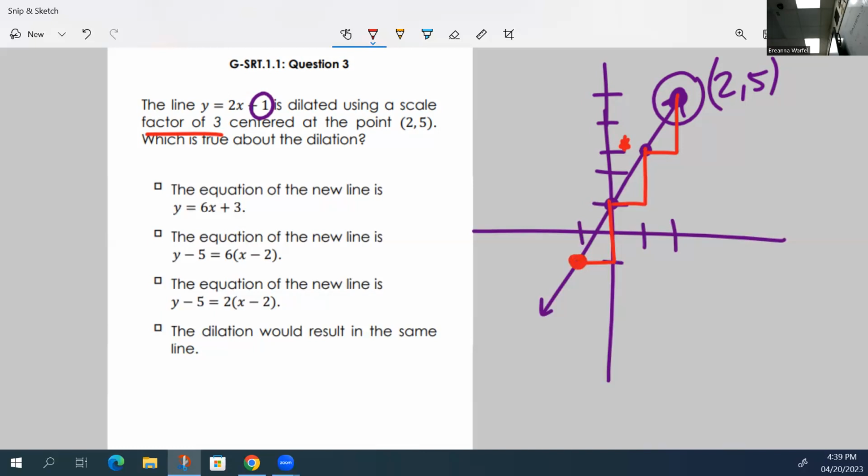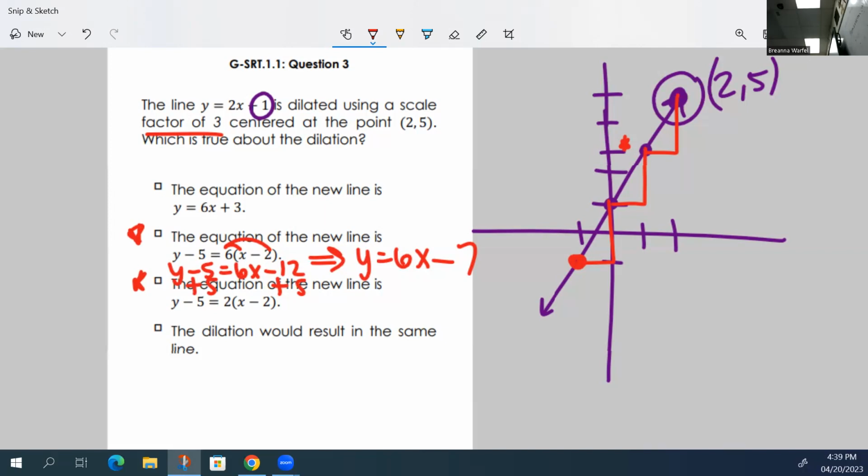Then when you get to these two, you need to put these equations in slope-intercept form. So you need to multiply. So you get y minus 5 equals 6x minus 12. And then you need to add the 5 to both sides. So this is actually y equals 6x, what's that, minus 7? Okay, you need to do that so you can figure out what the slope-intercept form is, and then you can match it to the line that you dilated.